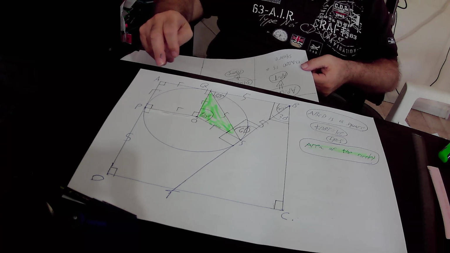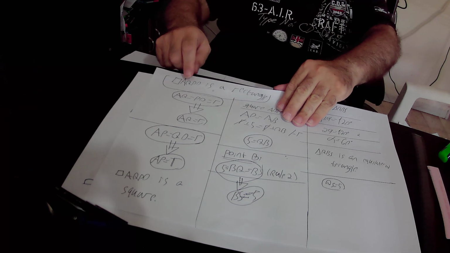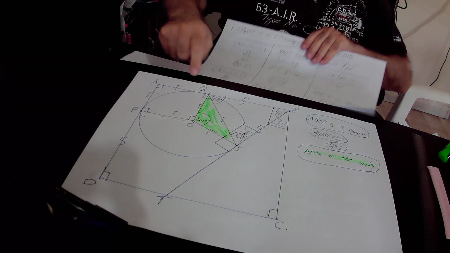But we have already found out that PO equals R. And from this equation, AQ equals PO equals R, we will derive that AQ is also equal to R. Here, AQ equals R.